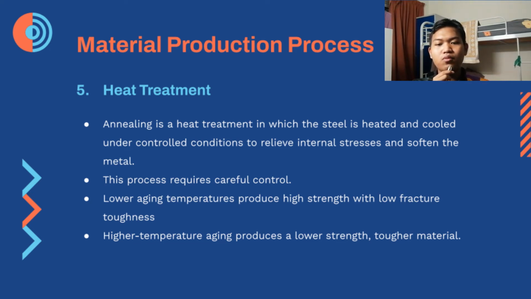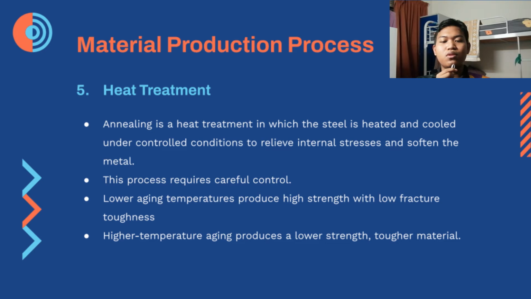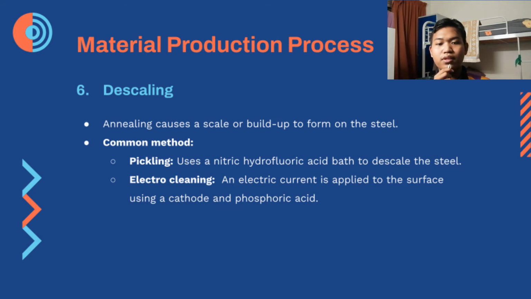Annealing is heat treatment in which the steel is heated and cooled under controlled conditions to relieve internal stress and soften the metal. This process requires careful control because even small changes from the recommended temperature, time, and cooling rate can seriously affect the properties. This process can use lower aging temperatures and higher temperature aging. Lower aging temperatures produce high strength with low fracture toughness, and high temperature aging produces lower strength but a tougher material.